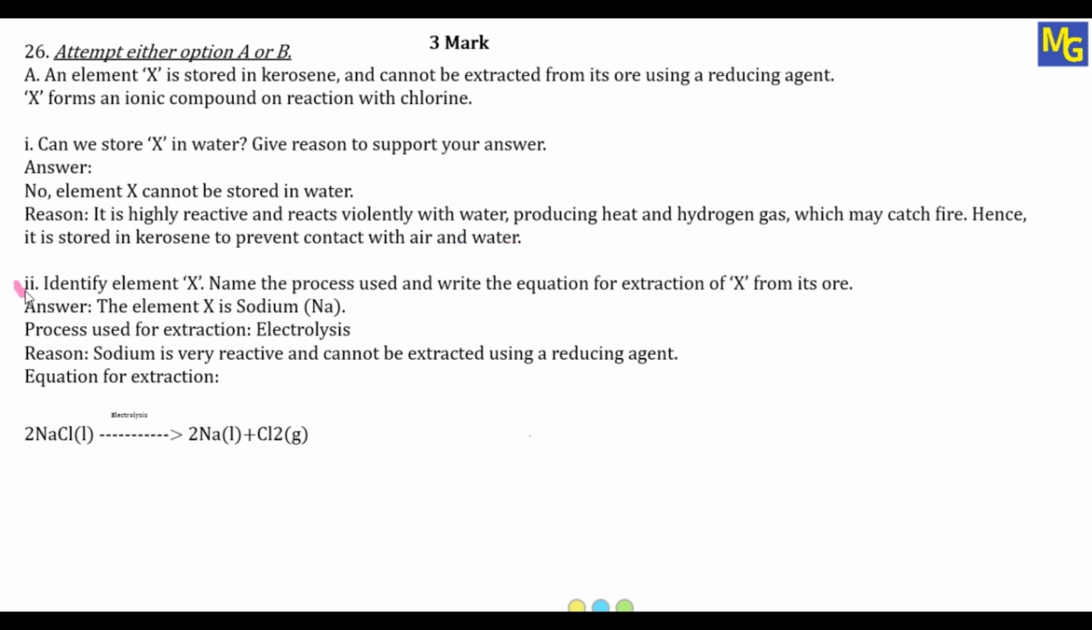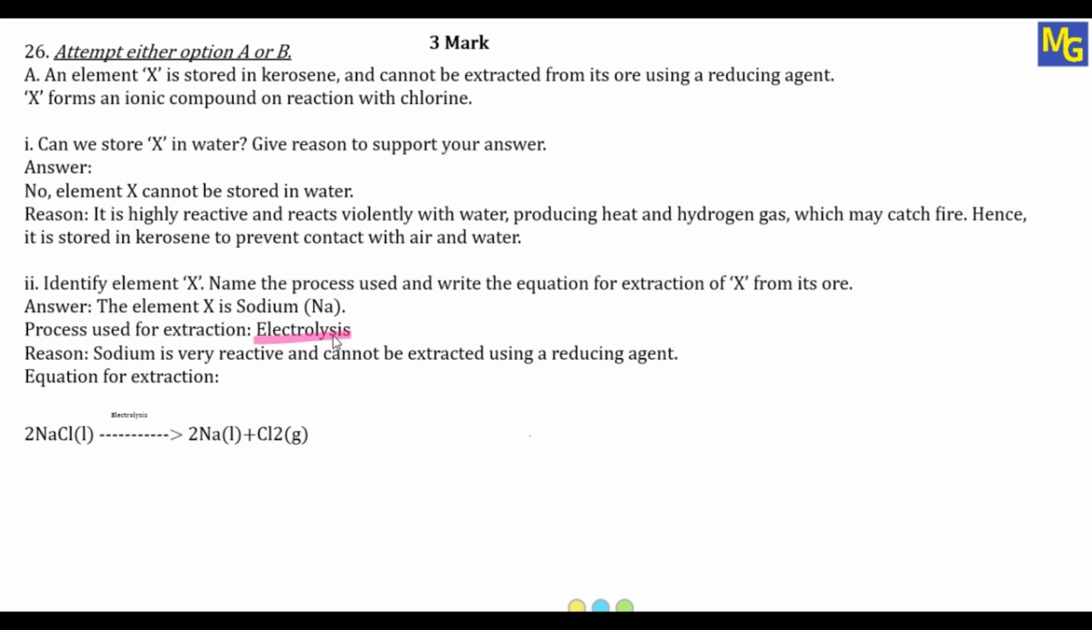Now question 2: identify element X, name the process used, and write the equation for the extraction of X from its ore. So what is the element? Just now I told you X is sodium. The symbol is Na. And the process used for extraction of sodium is electrolysis.